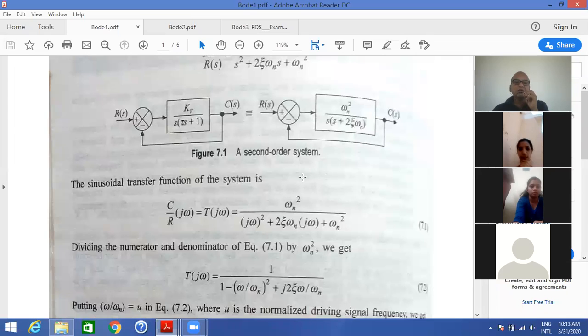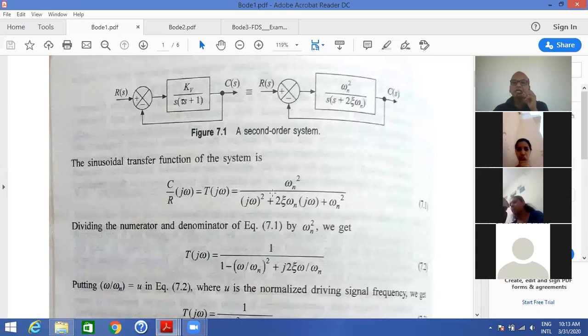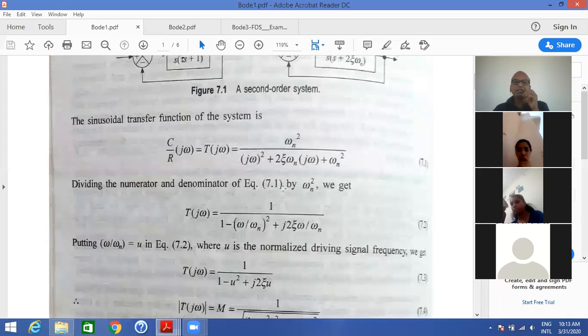Here the sinusoidal transfer function of the system is C of j omega by R of j omega equals omega n square divided by (j omega) square, etc. Just replace s equal to j omega in the given transfer function. Then again, this converts into the time constant form of the system, that is, 1 plus sT1, 1 plus sT2.